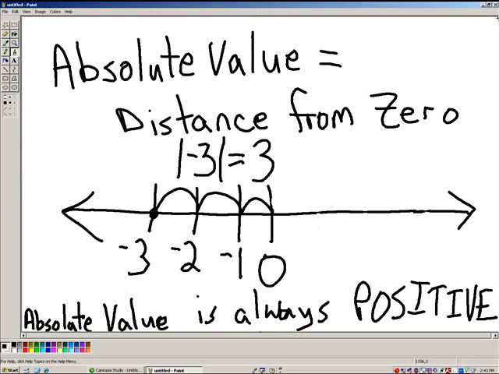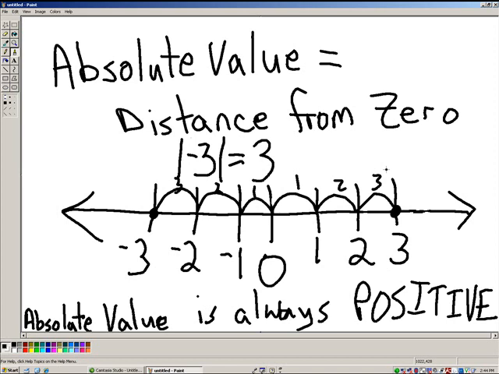A lot of people look at a situation like this where they have the absolute value of -3 is +3, and they think that absolute value means opposite. But that is not true. The absolute value symbol is just asking for the distance from 0, and whether you're talking about -3 or +3, the distance from 0 is always going to be 3.